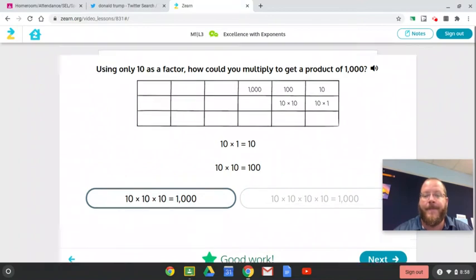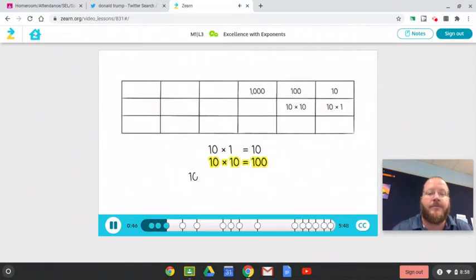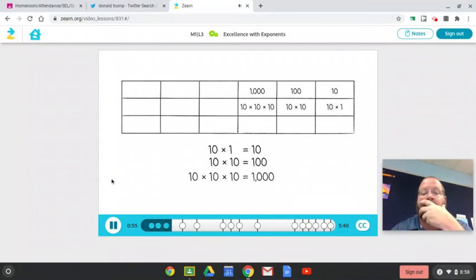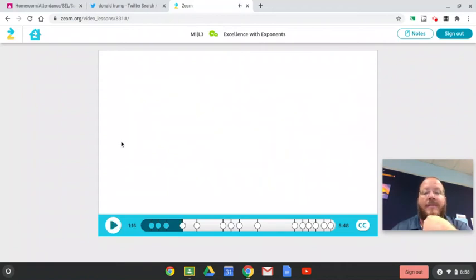We know that 10 times 10 is 100, and 100 times 10 is 1,000. I'll show that here. The number of zeros in the product is the same as the number of zeros in the factors. We can see that here. 10 times 10 times 10 has 3 zeros in the factors, and 1,000 has 3 zeros. How many factors of 10 did we have to multiply to get 1,000? 3 factors of 10.